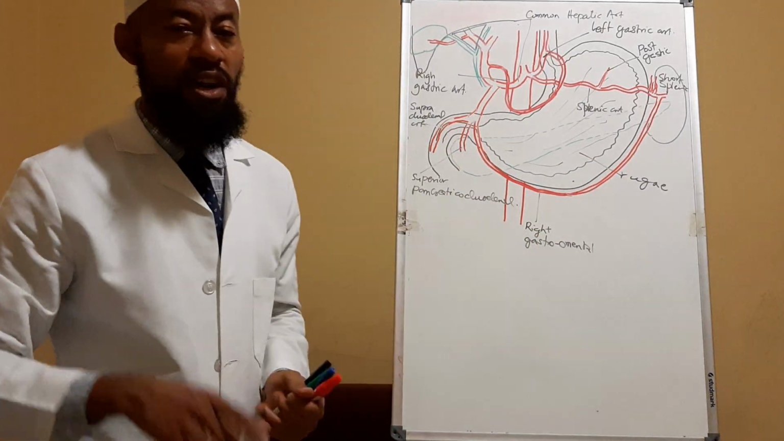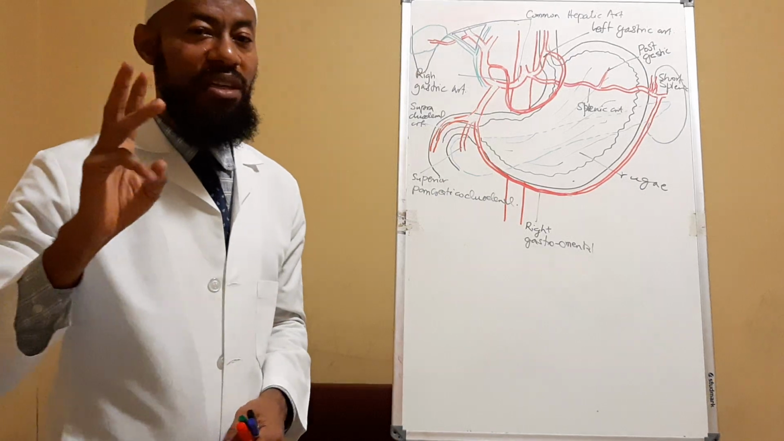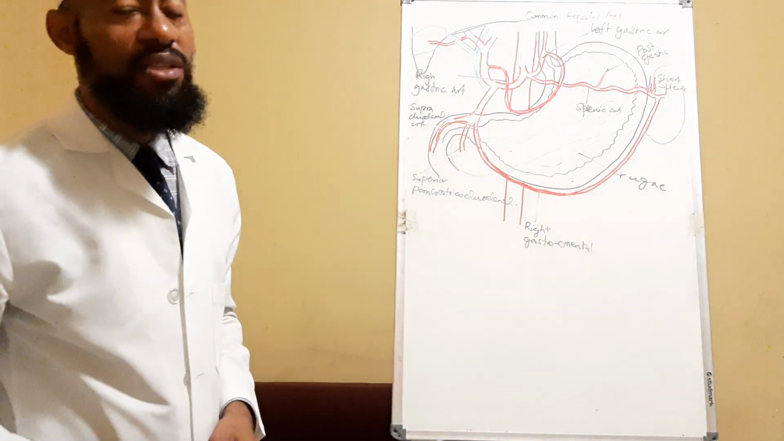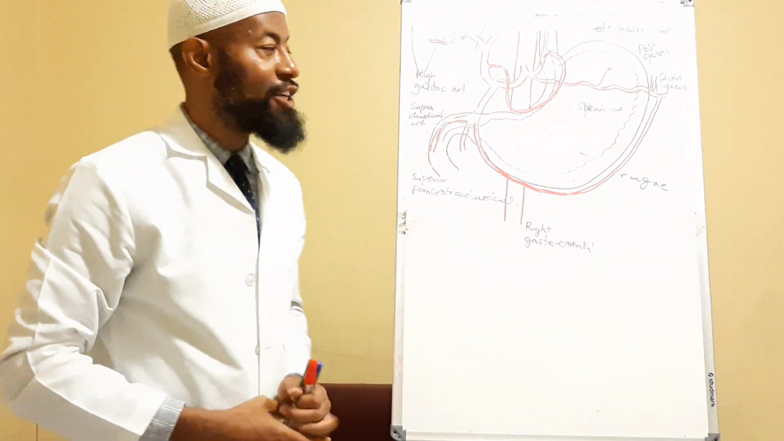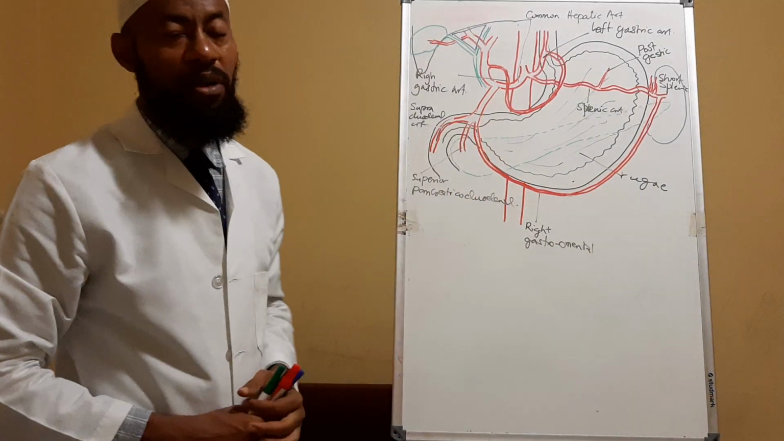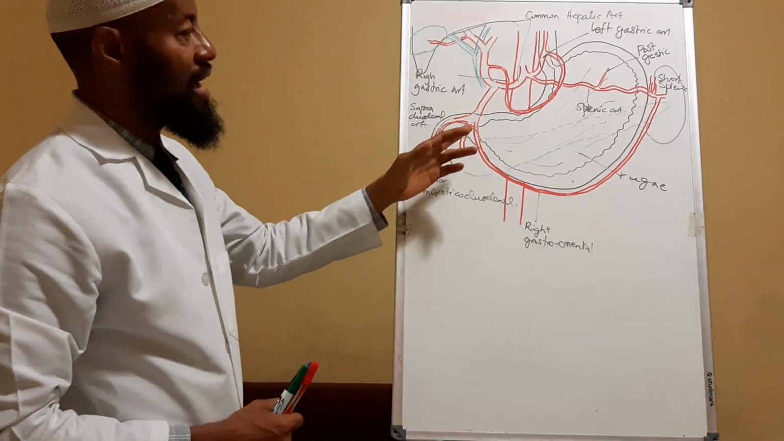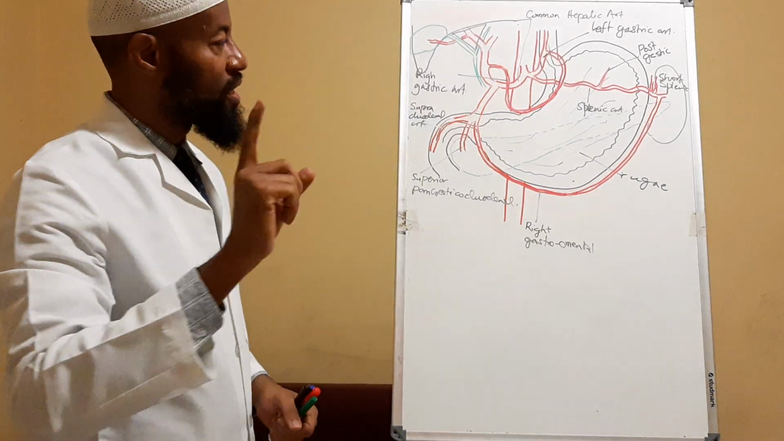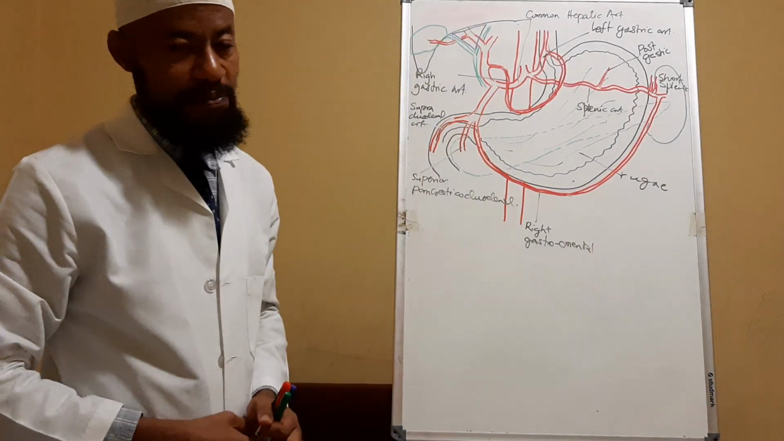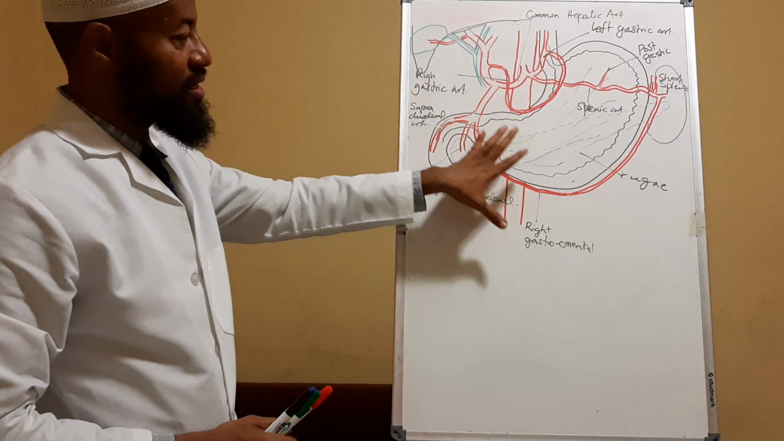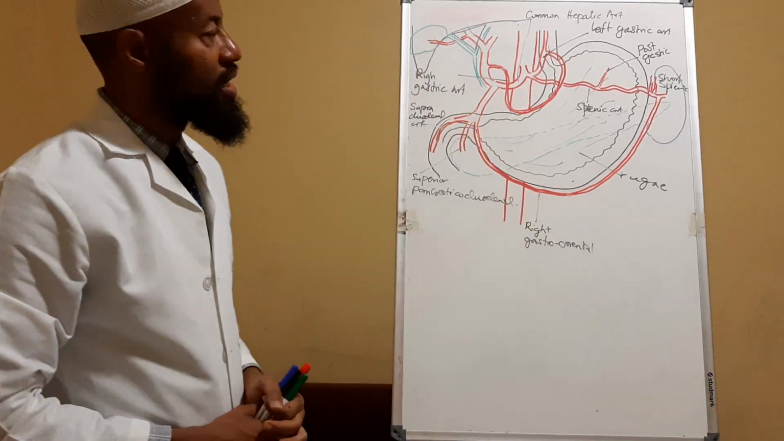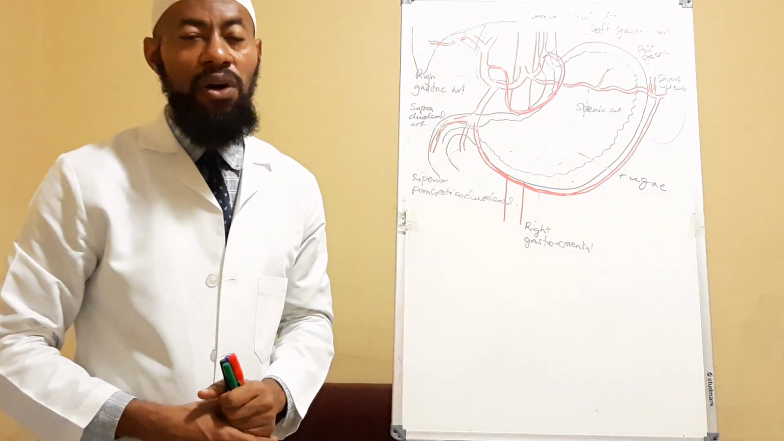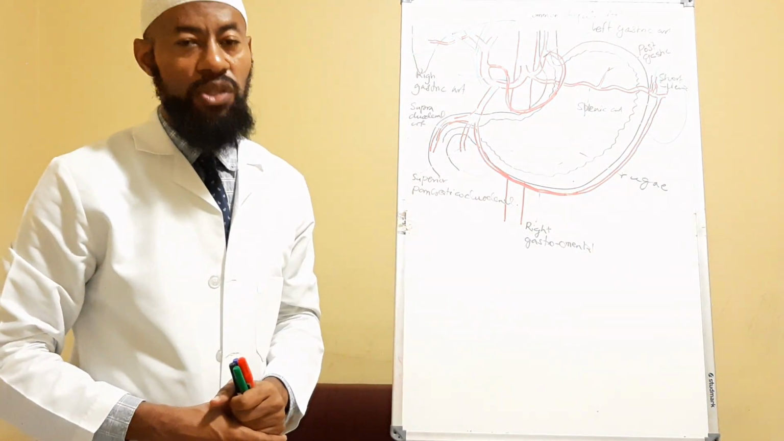Don't forget this: the celiac trunk is divided into three branches: the left gastric artery, the common hepatic artery, as well as the splenic artery. The other thing that is important in this whole diagram is the triangle of Callot, and it's important during cholecystectomy for surgeons.